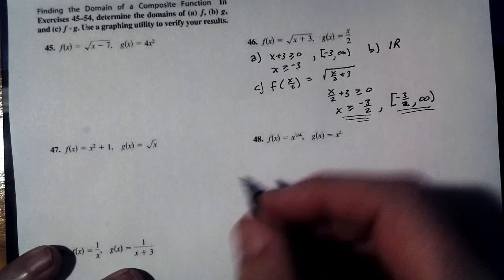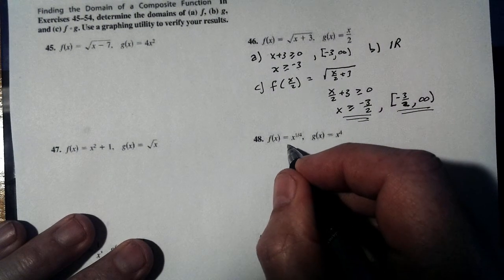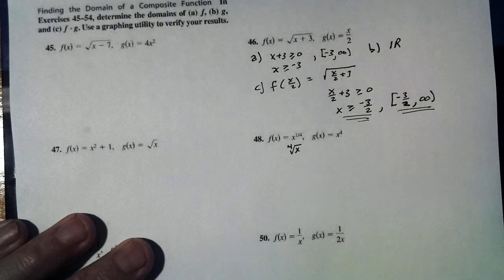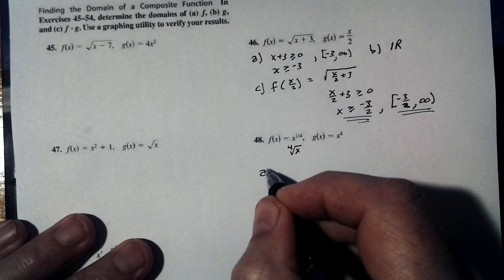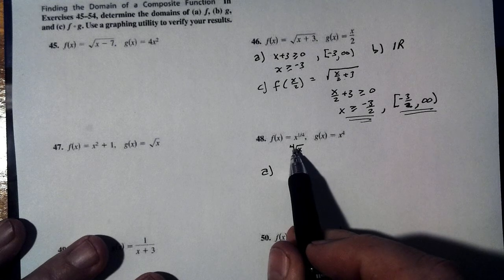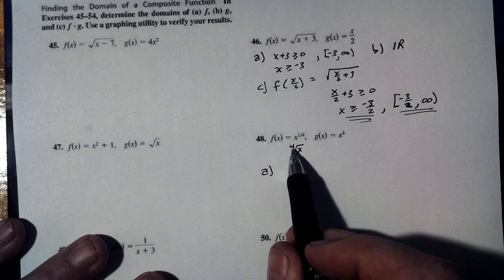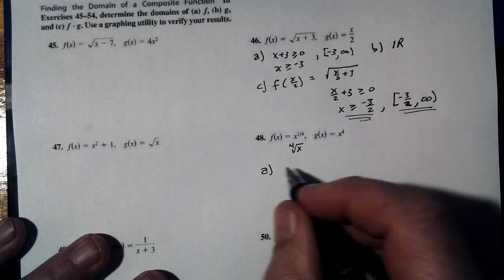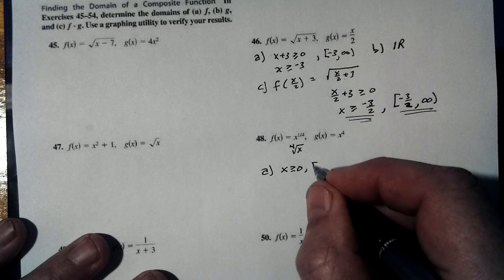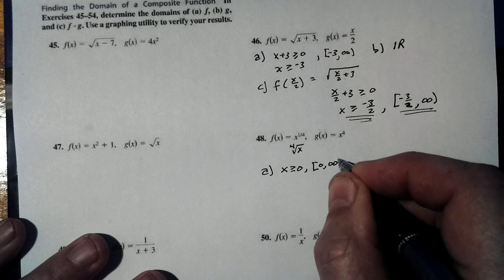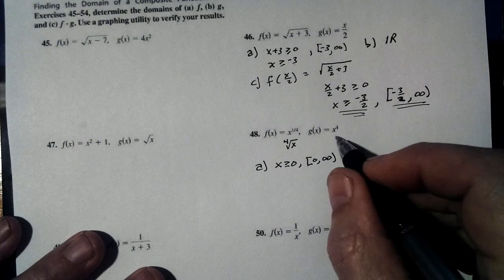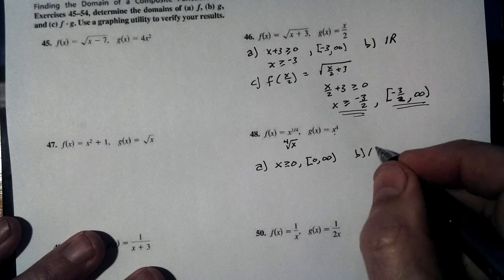All right, 48. Fourth root of x. That is, by the way, x to the 1/4 is the fourth root of x. So for A, the domain, if this was third root, fifth root, seventh root, ninth root, 127th root, no problem. But I can't take even roots of negatives, so x has to be at least 0. Interval notation, 0's okay, and up through infinity. For B, I can take any number I want to the 4th, all reals.